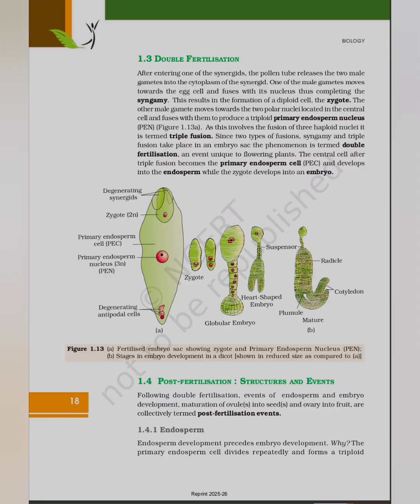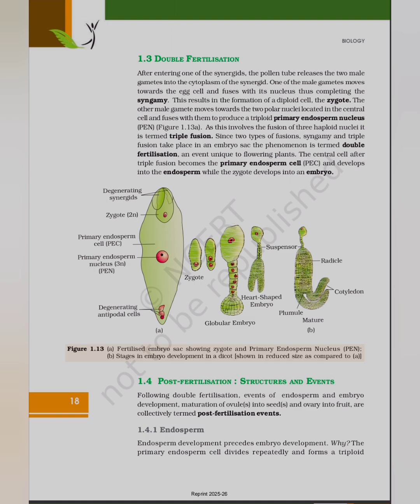Since two types of fusion, syngamy and triple fusion, take place in the embryo sac, the phenomenon is termed double fertilization, an event unique to flowering plants. The central cell after triple fusion becomes the primary endosperm cell, PEC, and develops into the endosperm, while the zygote develops into an embryo. Post-fertilization structures and events. Following double fertilization, the events of endosperm and embryo development, and maturation of ovules into seeds and ovary into fruit, are collectively termed post-fertilization events.